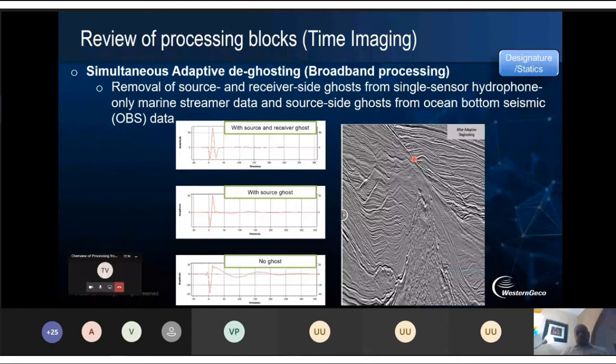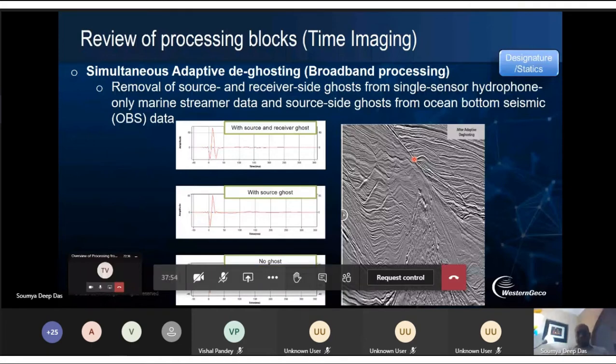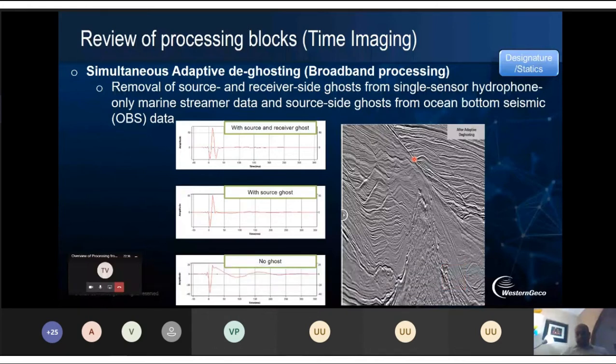Now, coming to the statics. After designature, statics is a very important part also. As we all know, for land processing, statics is a must. But there are also static corrections done on marine data sets. And statics are nothing but the time shift of the traces, that's it. There's nothing much more.